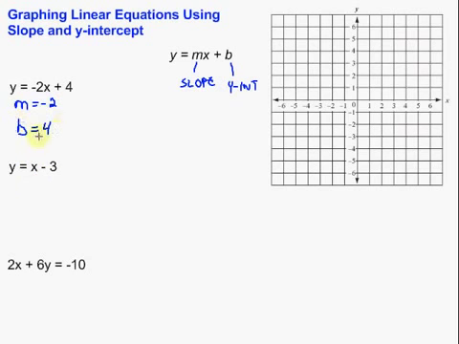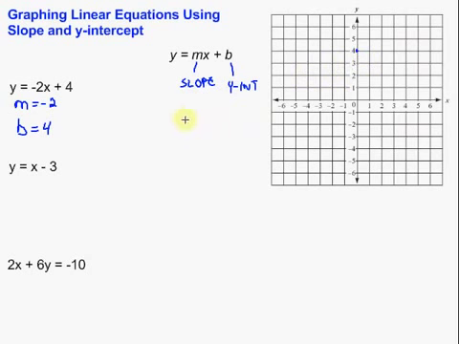We start at the b, which is the y-intercept. The y-intercept is the place where our line crosses the y-axis. Remember, the y-axis is the vertical axis, and in this case, this one crosses at 4. So we make our first point at 4 on the y-axis, right there. Then we use our slope to get additional points.